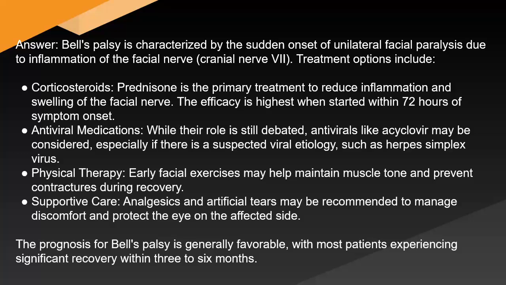Antiviral medications. While their role is still debated, antivirals like acyclovir may be considered, especially if there is a suspected viral etiology, such as herpes simplex virus. Physical therapy. Early facial exercises may help maintain muscle tone and prevent contractures during recovery. Supportive care. Analgesics and artificial tears may be recommended to manage discomfort and protect the eye on the affected side. The prognosis for Bell's palsy is generally favorable, with most patients experiencing significant recovery within 3 to 6 months.